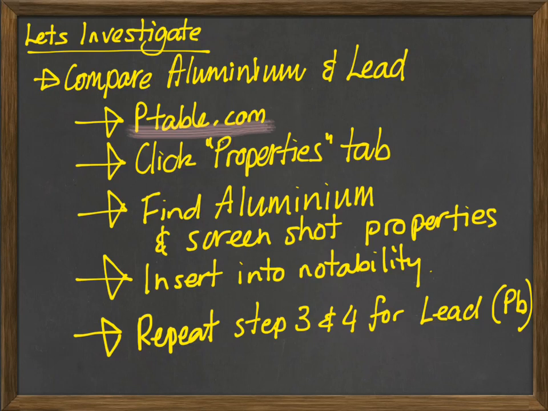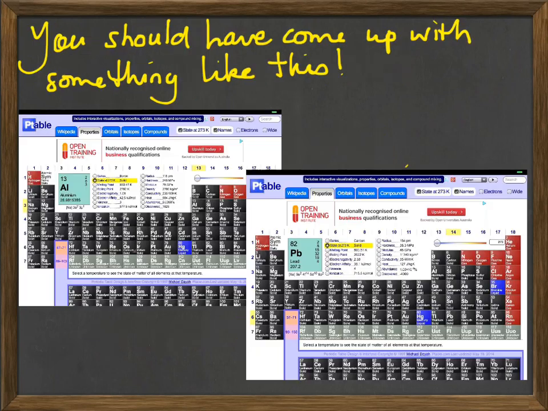And on that website, you were asked to click the Properties tab. And from there you were asked to find the properties of aluminium and lead. So on ptable.com, this is what you'll be looking at. You needed to click this little tab here, right near Wikipedia, and after you click that, this little box will come up here for whatever element you were looking at.